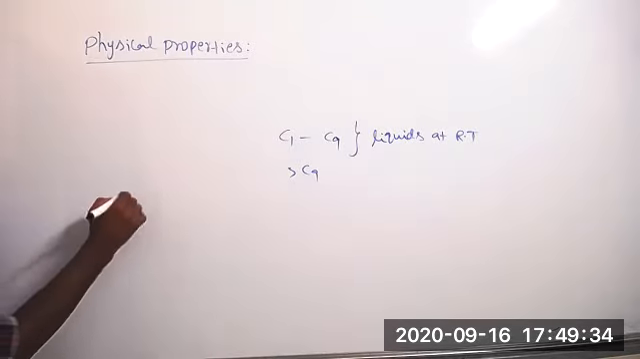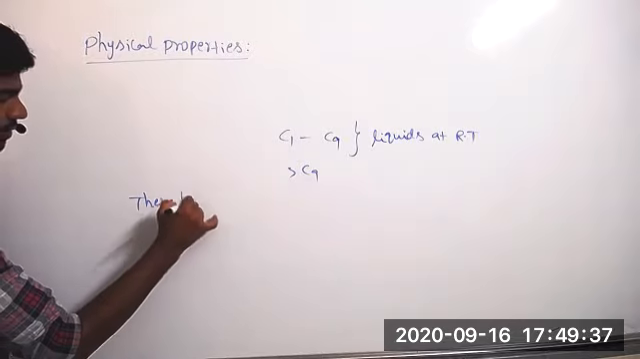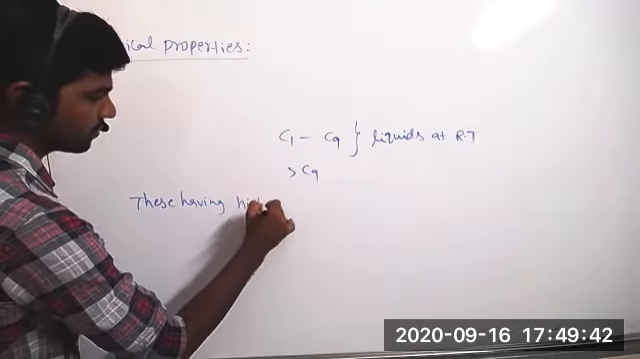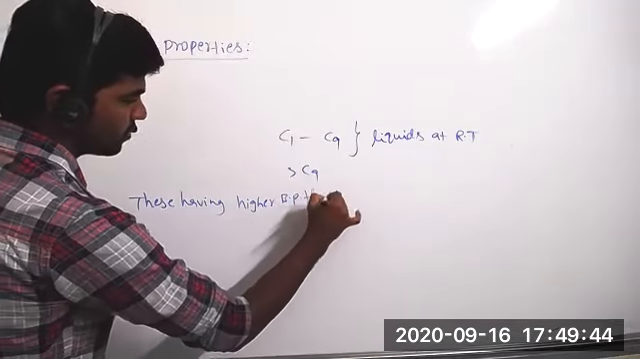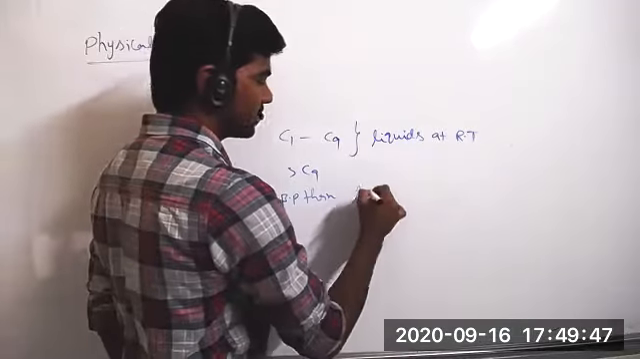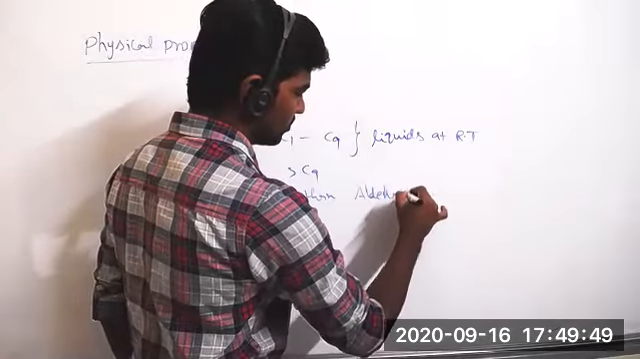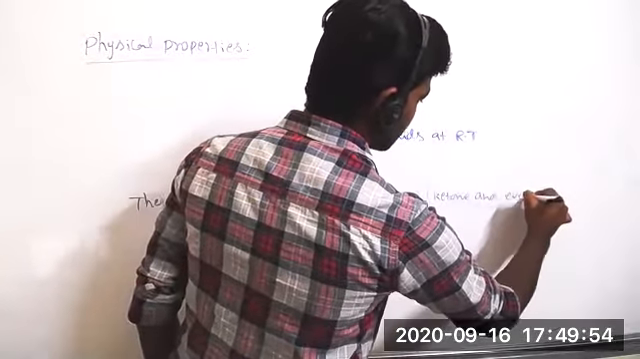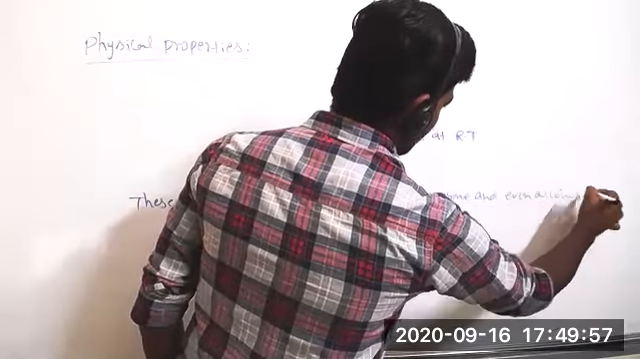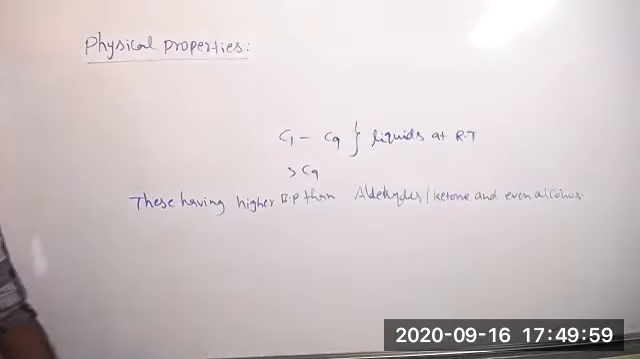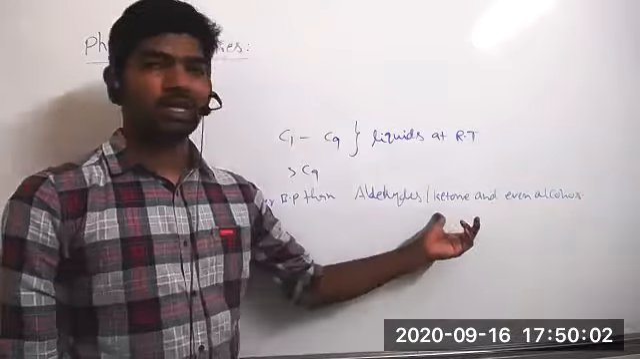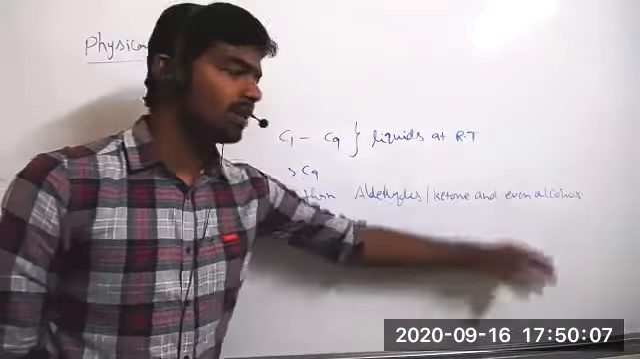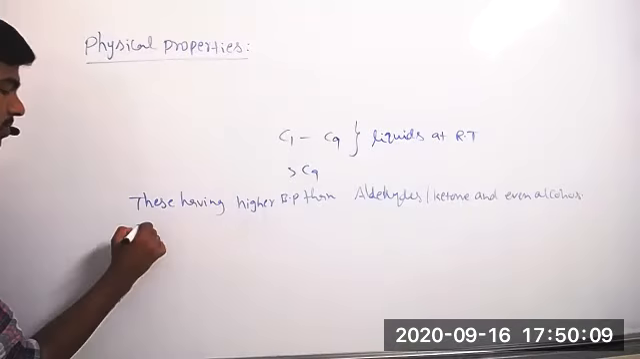And these have higher boiling points than, don't write now, I'll give notes, aldehydes or ketones and even alcohols. Generally alcohols have a higher boiling point compared to aldehydes and ketones, but here carboxylic acids have a higher boiling point than even alcohols because of extensive hydrogen bonding.